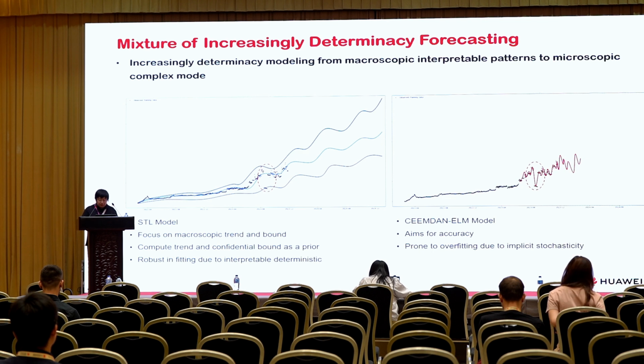This comparison reveals a fundamental trade-off. Macroscopic models provide stability through interpretable constraints, while microscopic models deliver precision through adaptive complexity. Neither approach is universally superior. Their value emerges when they are combined.